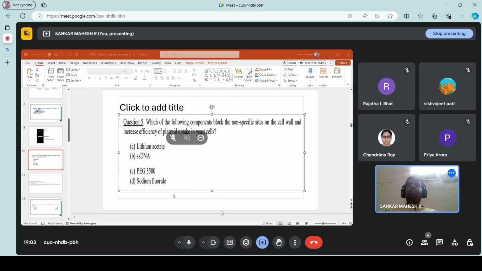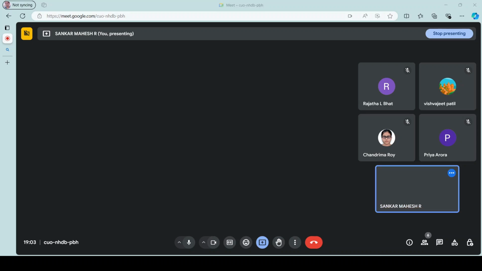Okay. So now, Rajata, we'll come to the right answer. You were saying single-stranded DNA is the right answer, right? Yes, sir. So how do you think it helps in blocking the non-specific sites, and how do you think it increases the efficiency? It binds to non-specific sites on the cell wall, hence preventing plasmid DNA or any DNA from sticking to those sites. Okay, that is one.